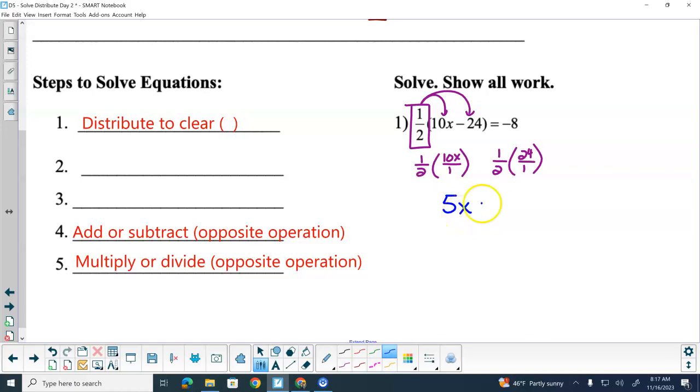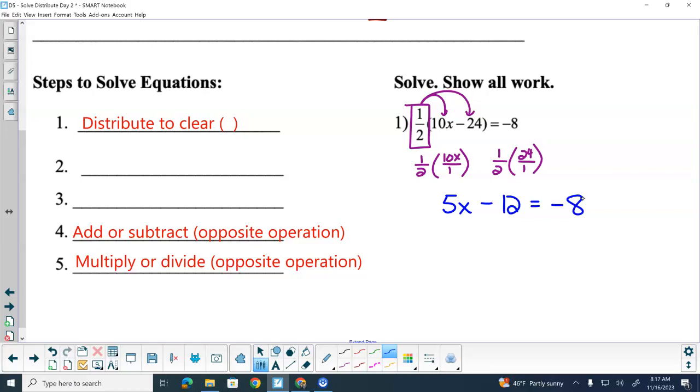The minus sign comes along for the ride. 24 on top, 2 on the bottom. 24 divided by 2, 12. Minus 12 equals negative 8.